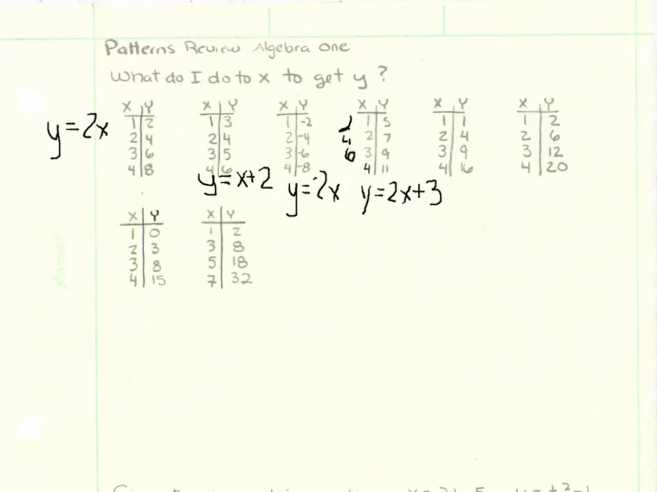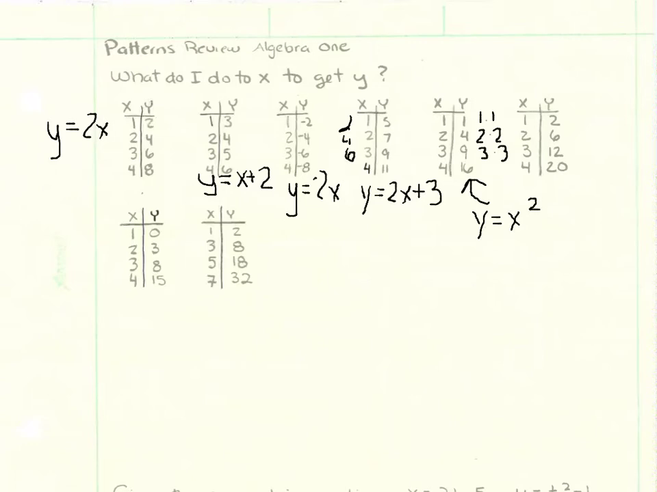Like, some of you are just going to recognize this. Go, oh, I know what that relationship is. And if you're still blanking, it's the squared relationship. 1 times 1 is 1, 2 times 2 is 4, 3 times 3 is 9. So this is y equals x squared.